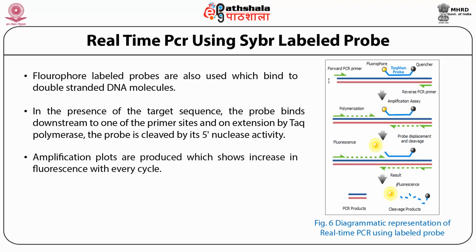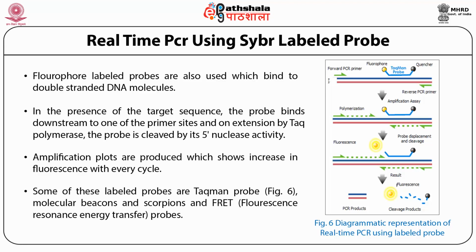So amplification plots can be produced which will show an increase in fluorescence with every cycle. Some of these labeled targeted probes are the TaqMan probe, which is shown in the figure, molecular beacons and scorpions, and FRET probes, which are commonly employed in the laboratories for real-time PCR.